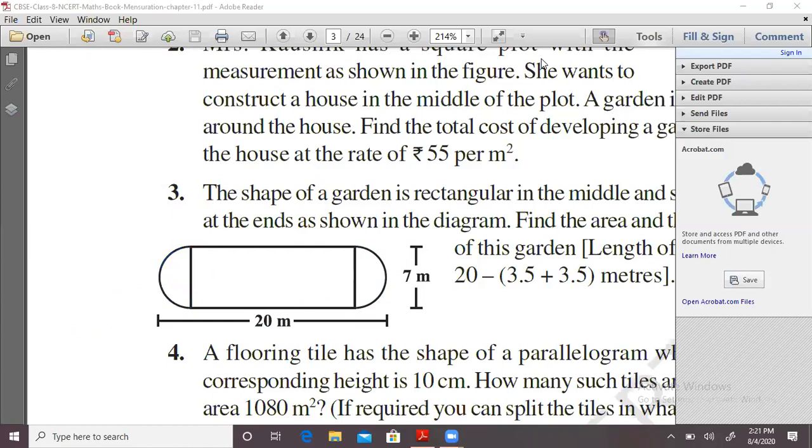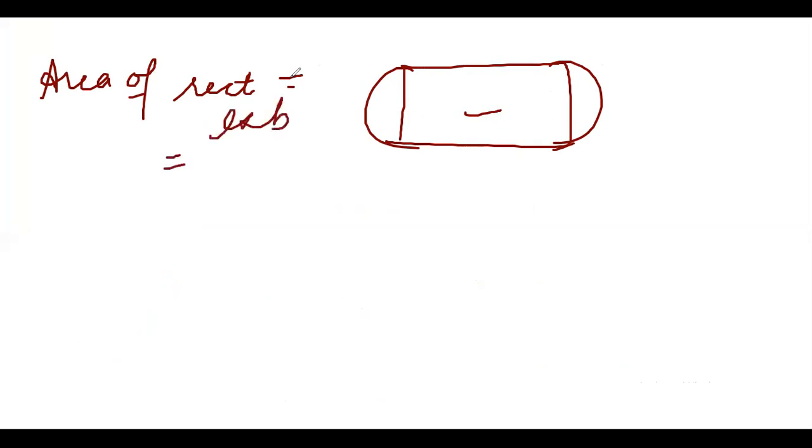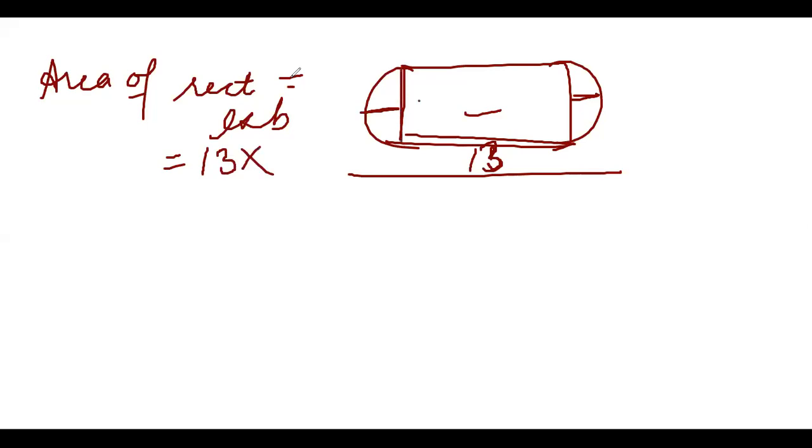How to find out area of this figure? Firstly, we'll find out area of rectangle. Here you have given figure like this. Firstly, you will find out area of rectangle, which is equal to length multiply breadth. Length is given 13 here. We have found total is 20. 3.5 and 3.5 will be subtracted here, and inside it will be 13. So 13 multiply, and this is given 7 here. 91 meters square.